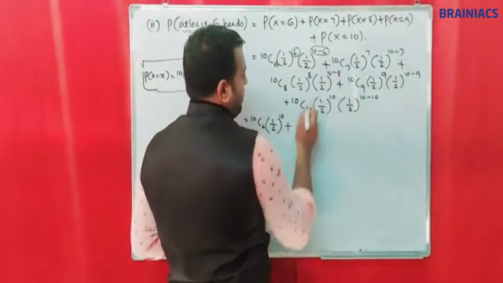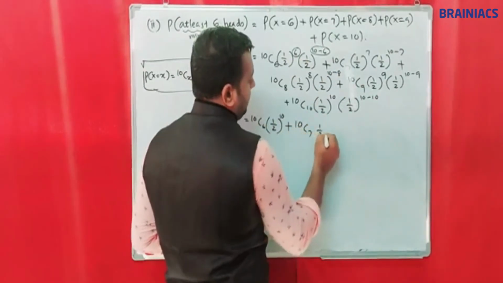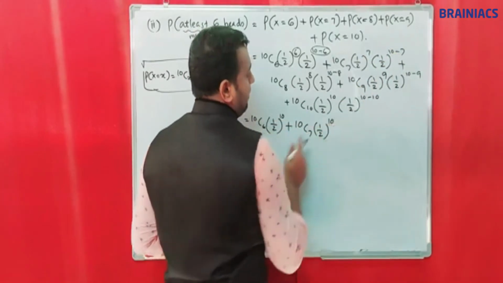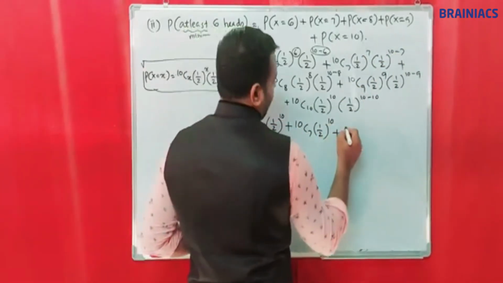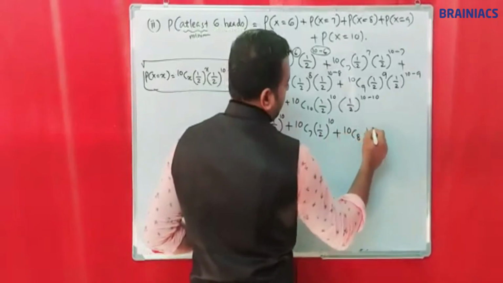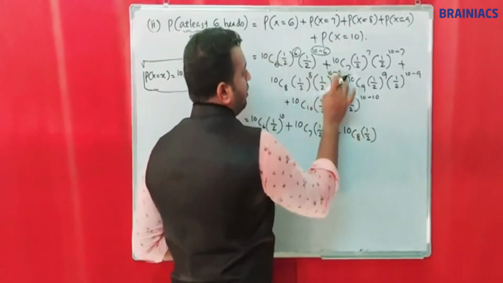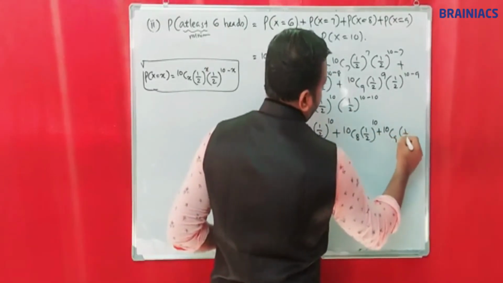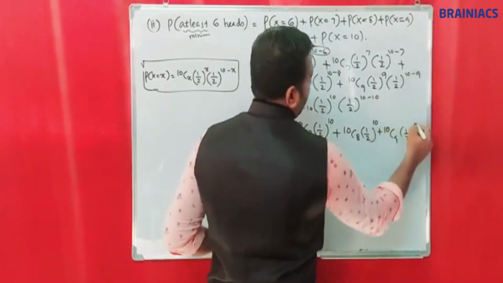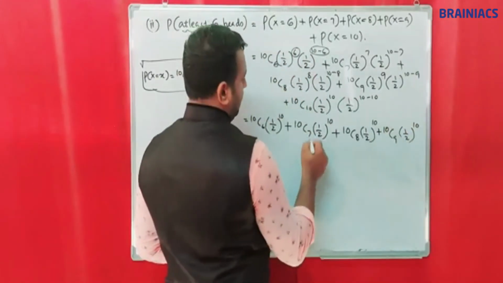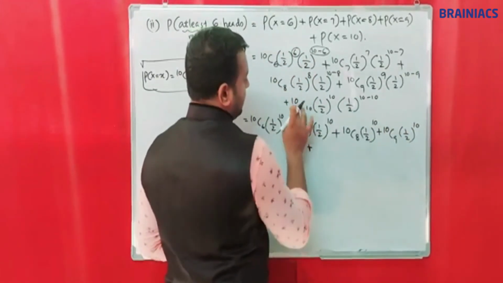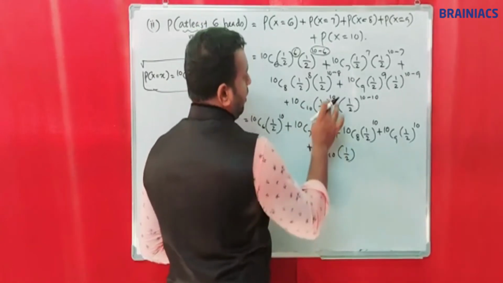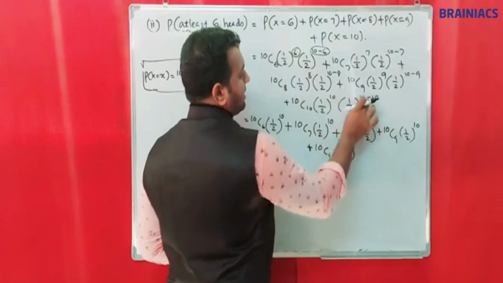Plus the next value, 10c7 into 1 by 2 raised to 7 plus 3, and 7 plus 3 is again 10. So the next value, 10c8 into 1 by 2 raised to 8 plus 2, and 8 plus 2 is 10. Next value, 10c9 into 1 by 2 raised to 9 plus 1, which is 10. Next value, 10c10 into 1 by 2 raised to 10 plus 0, which is 10.